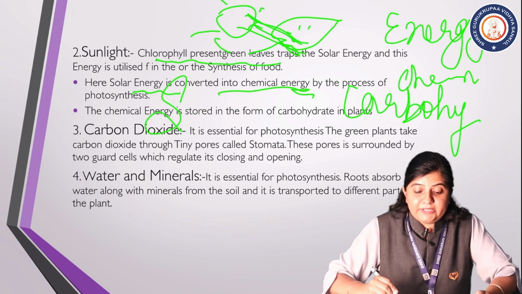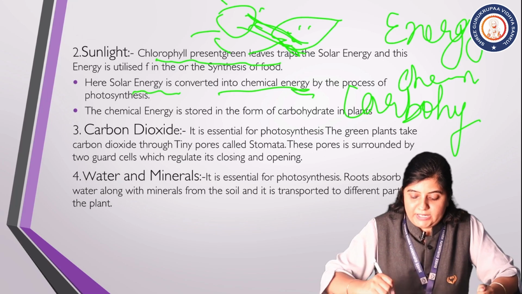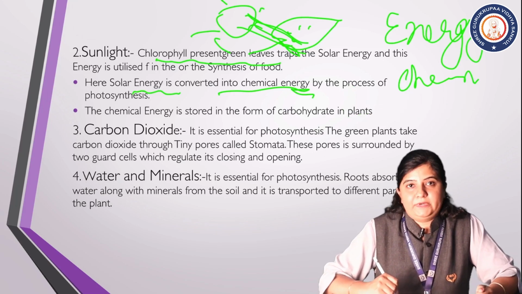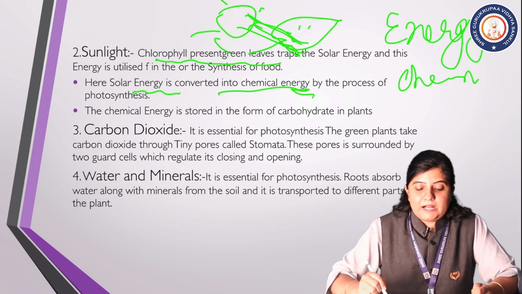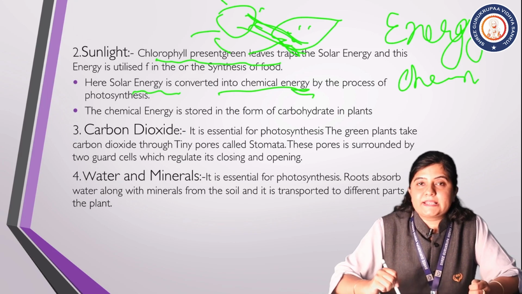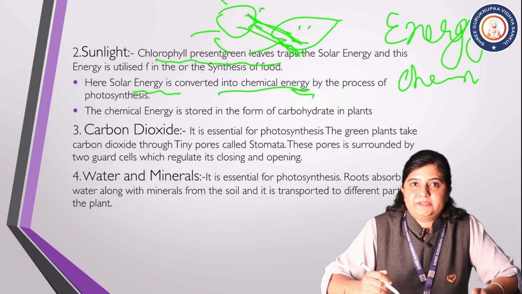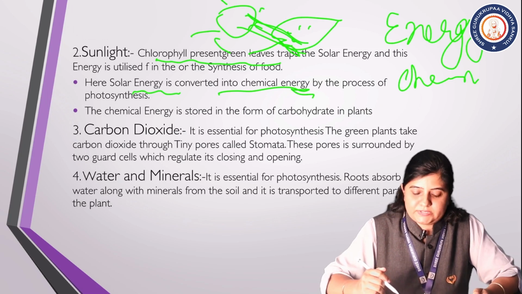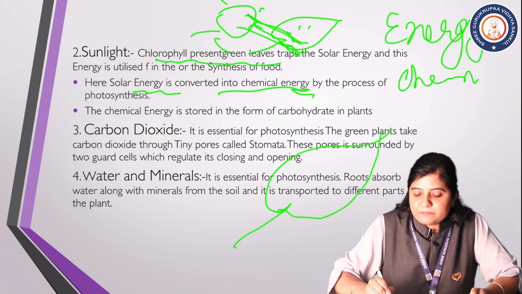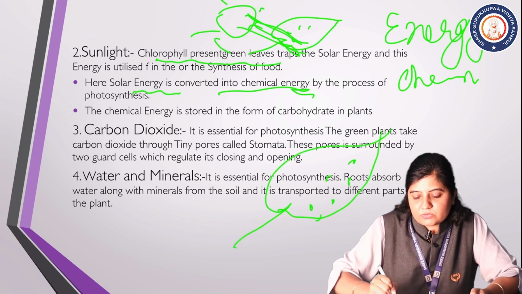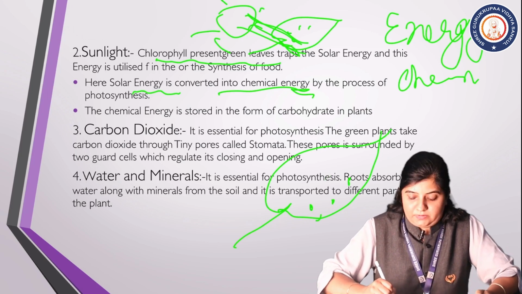Next, other raw material which is required after chlorophyll and sunlight is carbon dioxide. How do plants get the other raw material like carbon dioxide for the process of photosynthesis? Green plants take carbon dioxide. As we know, carbon dioxide is present in the atmosphere. But how do plants absorb that carbon dioxide to use it for the process of photosynthesis? On the leaves of the plant, there are very tiny holes present. Those holes are called stomata.